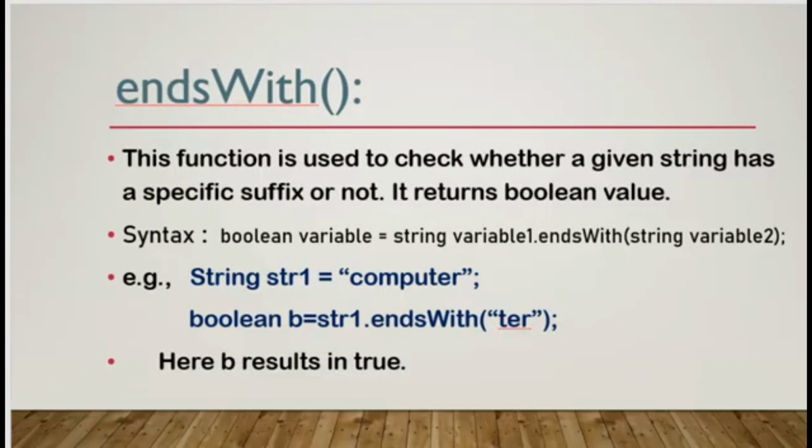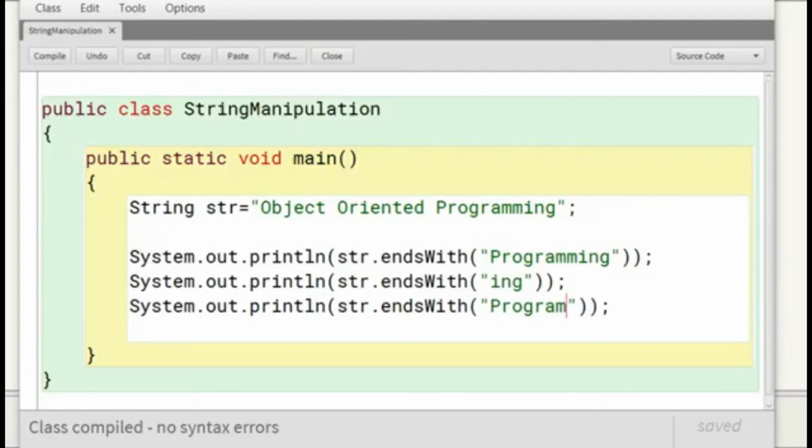Similar to this function we have another function, endsWith, that checks whether a string is ending with a specified suffix or not. If the string is ending with a specific suffix, then this function returns a boolean true value, otherwise it returns a false value. So here we are working with one example, string str1 equals "computer". So this string ends with the specified suffix "ter", therefore B results here in the true value.